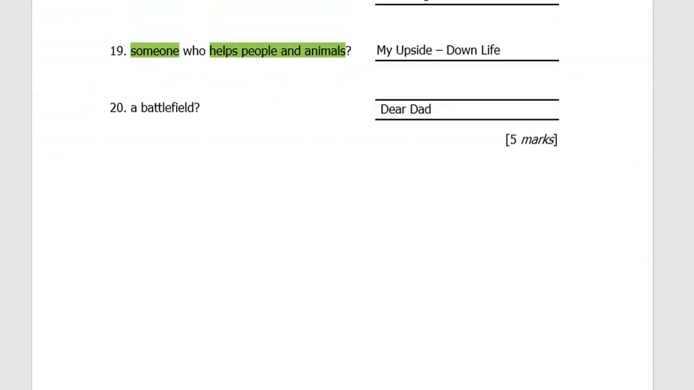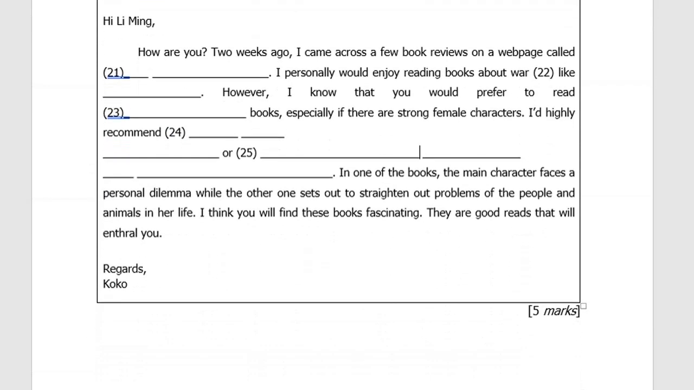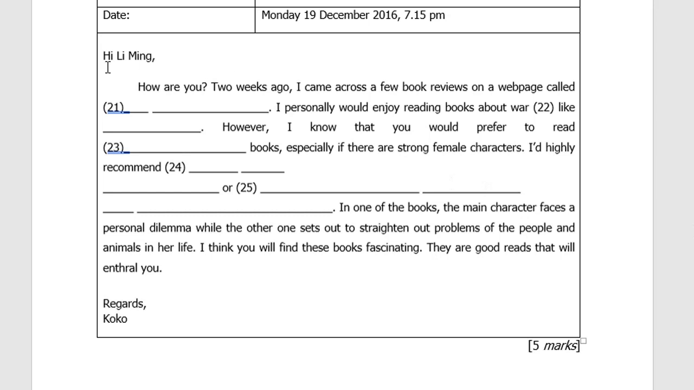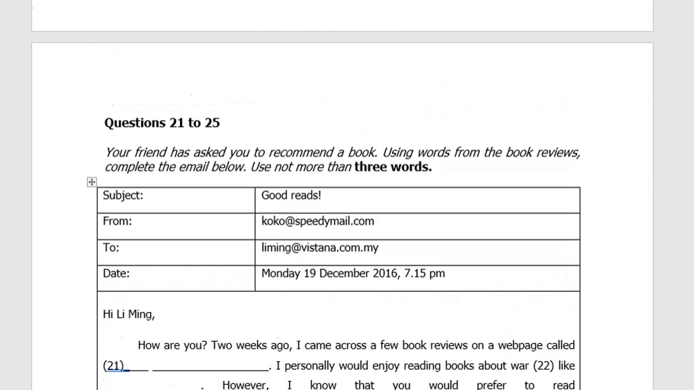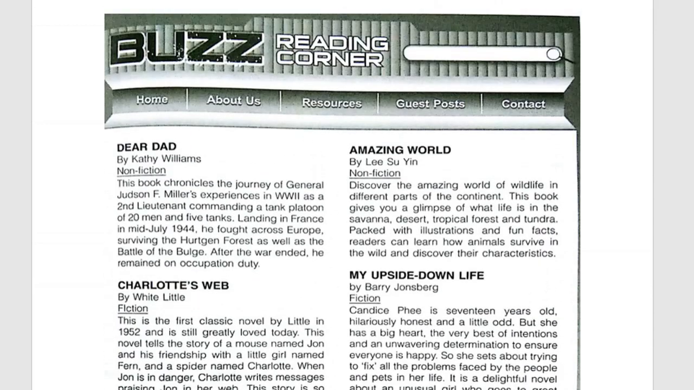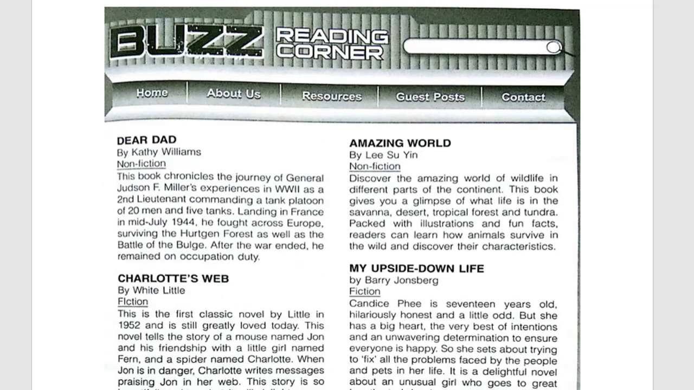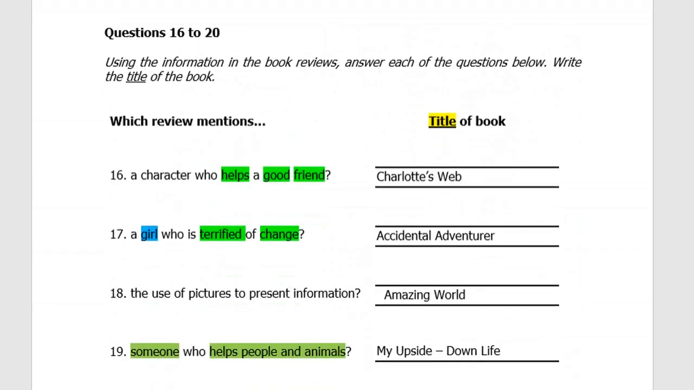Okay. So now let's look at the answer for the gap text. Okay. Hi, Liming. How are you? 2 weeks ago, I came across a few book reviews on a web page called. Okay, so what is the name of the web page? Look at the text again. So the name of the web page is Buzz Reading Corner.